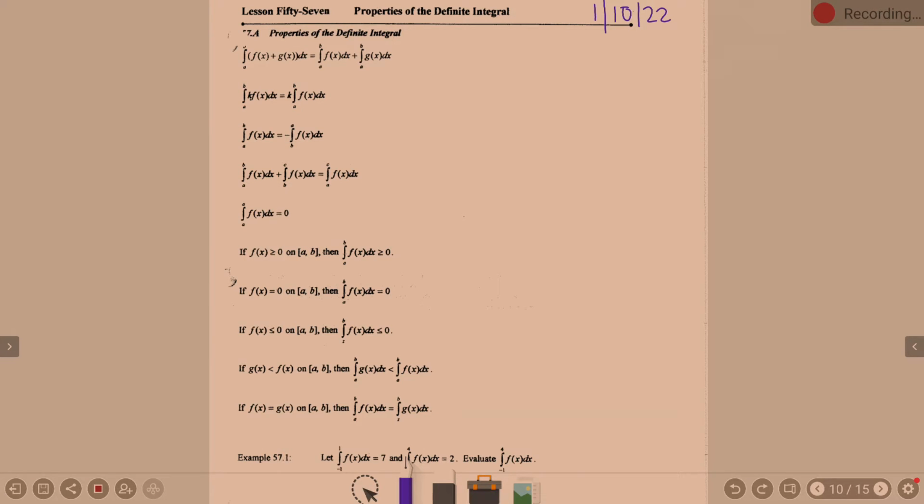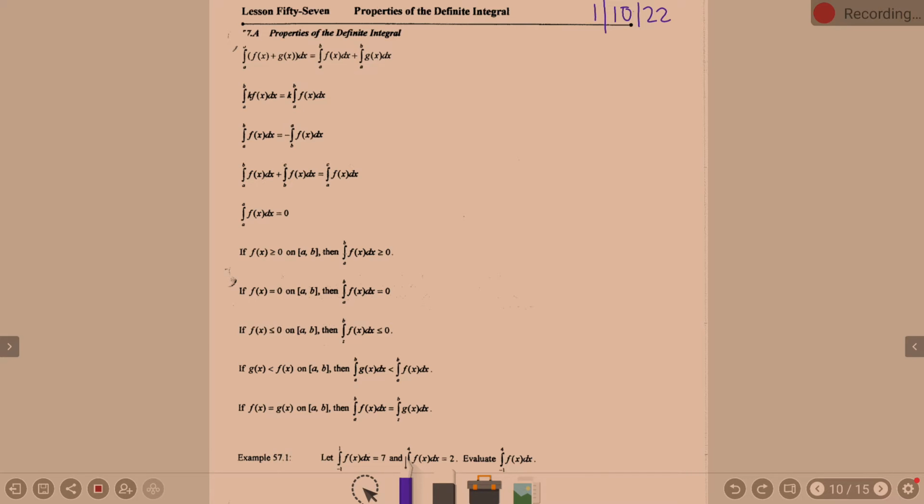Okay. Properties of the definite integral. When we talk definite integral, remember those are integrals that have the boundaries. They have the a and the b, or whatever values, but they have values. Whereas an indefinite integral doesn't have the boundaries, so we always say plus c.